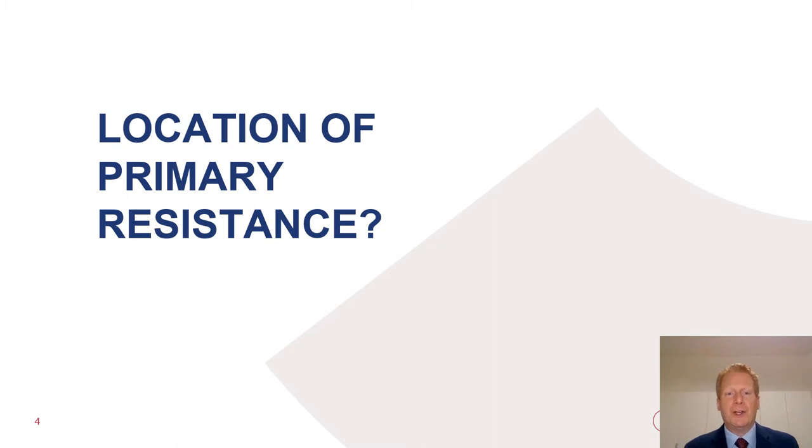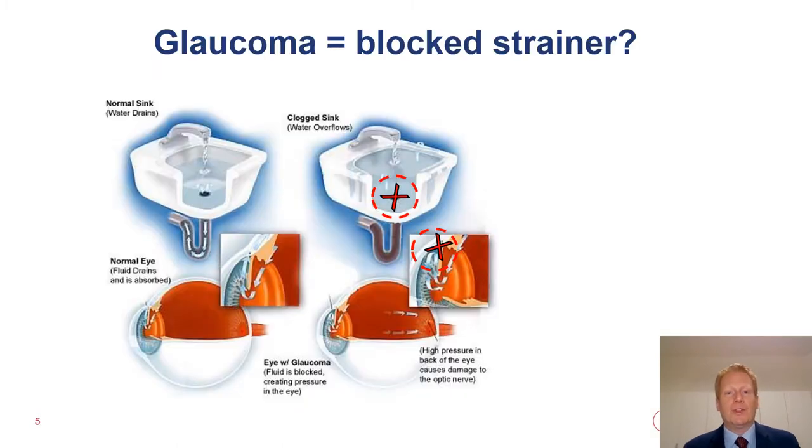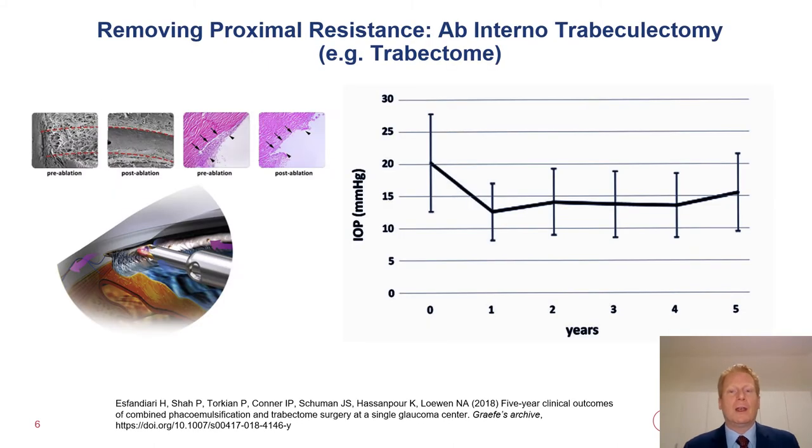What is the location of primary resistance? We thought for a long time that it is the trabecular meshwork. One of the examples I like to use with my patients is a strainer that is blocked in a sink, and the water is overflowing and the pressure is rising. That seems to be true for many surgeries we do.